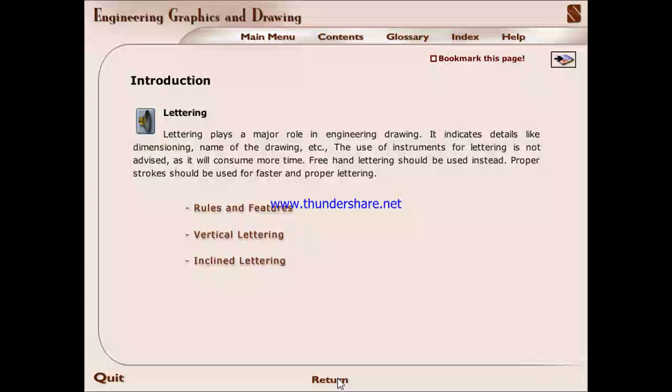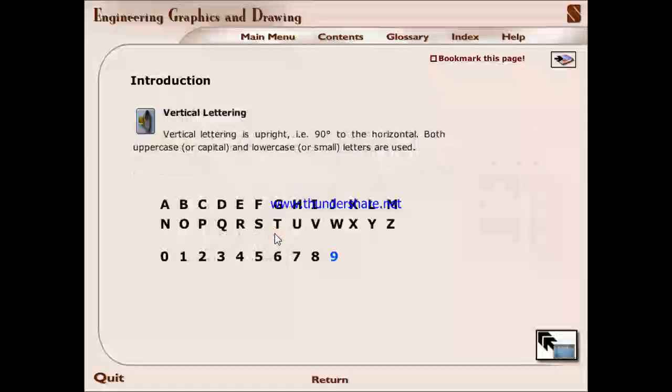So with this concept, we will see how vertical lettering is used. Vertical lettering is upright, that means 90 degrees to the horizontal. Both uppercase or capital and lowercase or small letters are used.